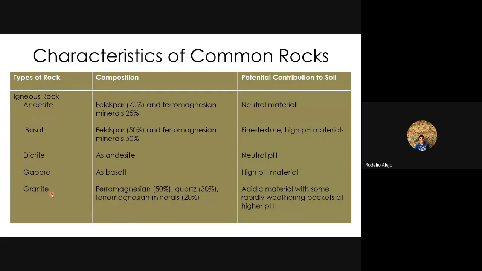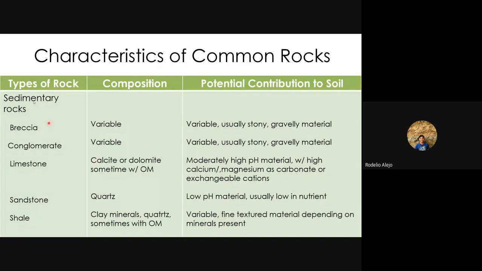Then granite, which is composed of 50% feldspar, 30% quartz, and ferromagnesian minerals. That will yield acidic material with some rapidly weathering pockets at higher pH. So here is the list of sedimentary rocks and their composition. Because we all know that sedimentary rocks are a combination of different rocks and minerals that are cemented together, their composition is quite variable. Their contribution is also variable, but one of the most common contributions of sedimentary rocks is that the soil is usually stony.